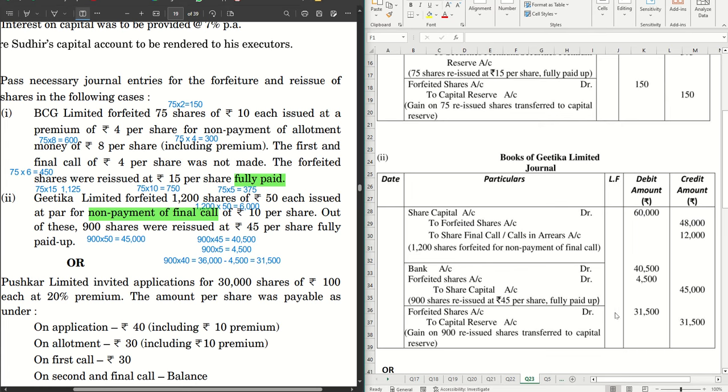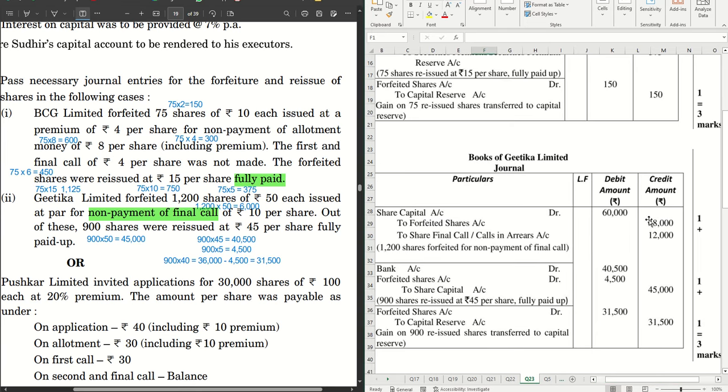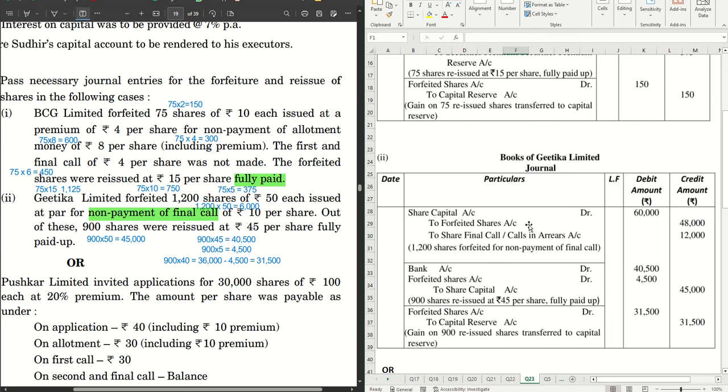So that goes to this entry: forfeited shares account debit to capital reserve account. Gain on 900 reissued shares transferred to capital reserve. Here also, if you look at the marking scheme, it's 1 mark per journal. So 3 journals, 3 marks. If you're doing them correctly, you secure 3 marks. So total 6 marks in part A.